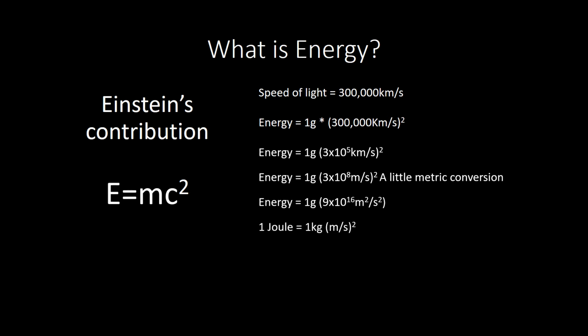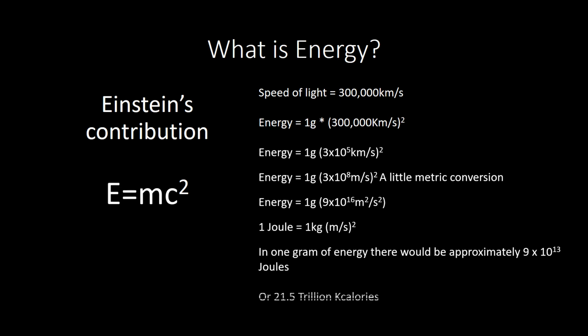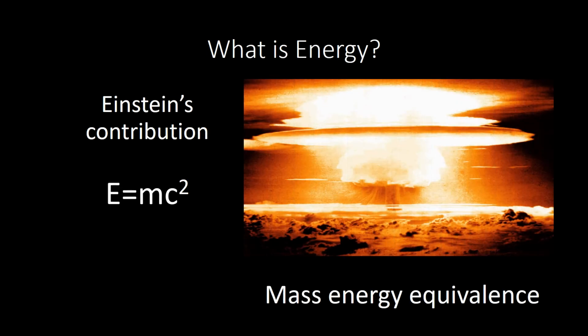Now, if you're familiar with some physics, 1 joule is equal to 1 kilogram meter squared per second squared. So, what that means is, if I have 1 gram of energy, there would be approximately 9 times 10 to the 13 joules. That is 90 trillion joules of energy. We can convert that to kilocalories. It would come out to be about 21.5 trillion kilocalories. That's such a large number that most of us can't even comprehend it, but we can comprehend this. Einstein's simple equation, E equals mc squared.